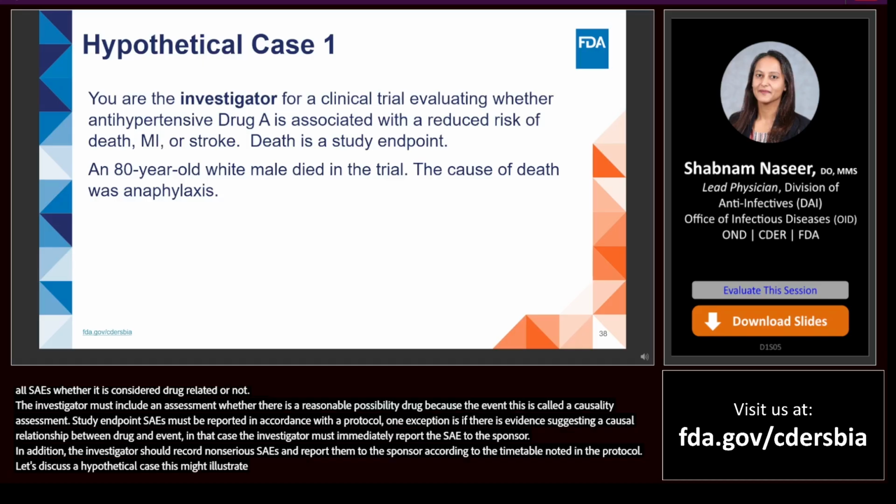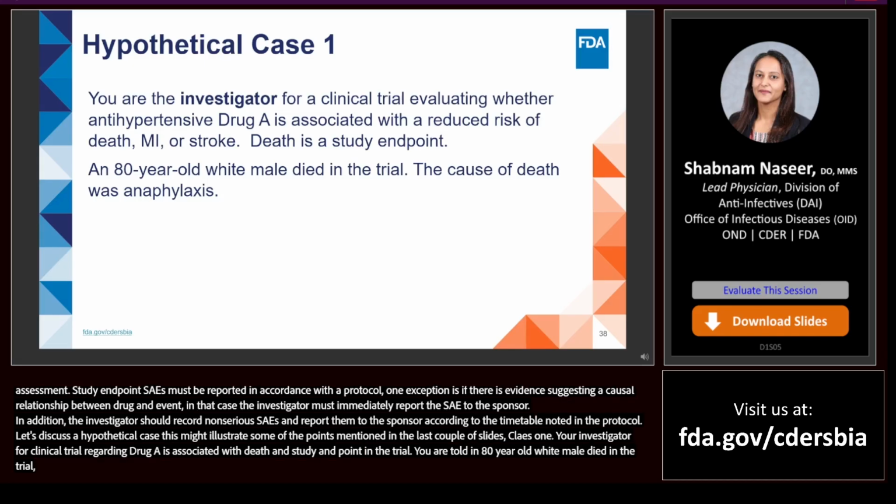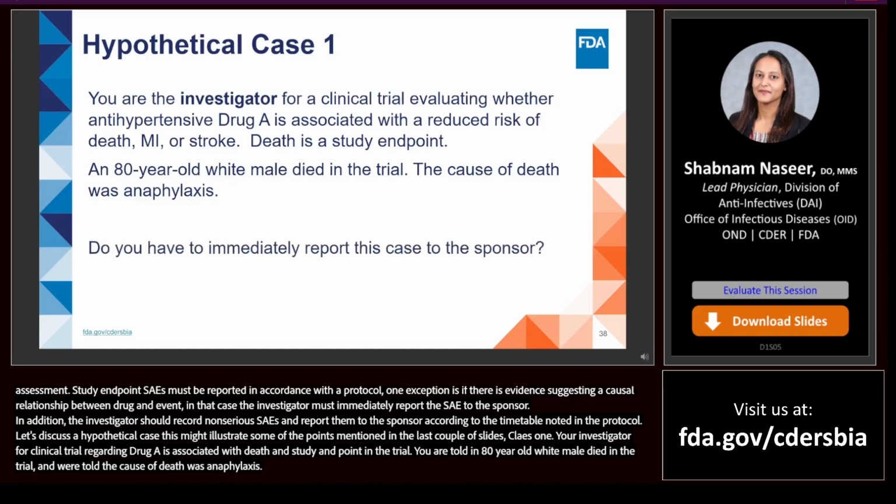This is case 1. You're an investigator for a clinical trial evaluating whether antihypertensive drug A is associated with a reduced risk of death, MI, or stroke, and death is a study endpoint in the trial. You're told that an 80-year-old white male just died in the trial, and we're also told the cause of death was anaphylaxis. So the question is, do you have to immediately report this case to the sponsor? So let's take a minute to think about what to do here.